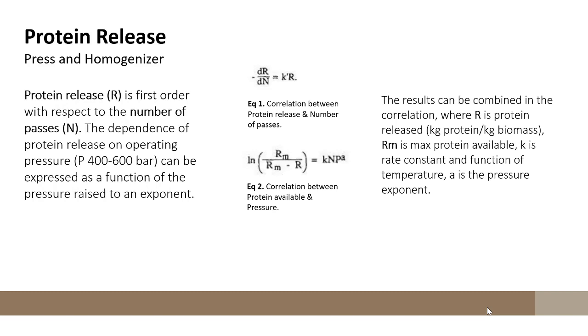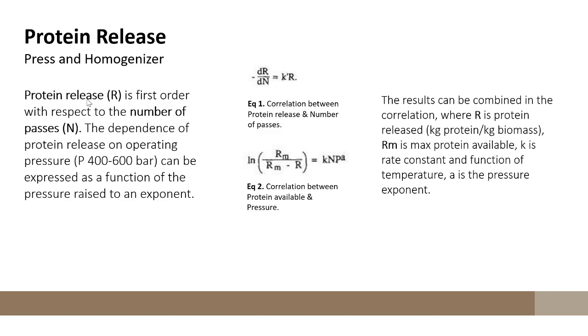So as we can see, there are two equations about the correlation between protein release and number of passes, where R is protein release, first order with respect to the number of passes, which is N.